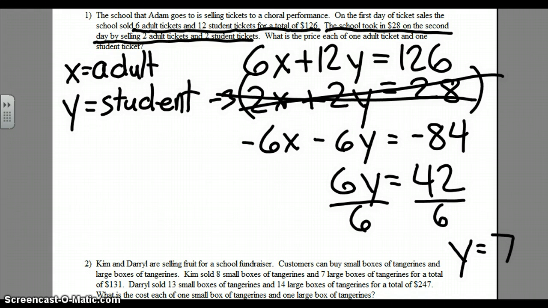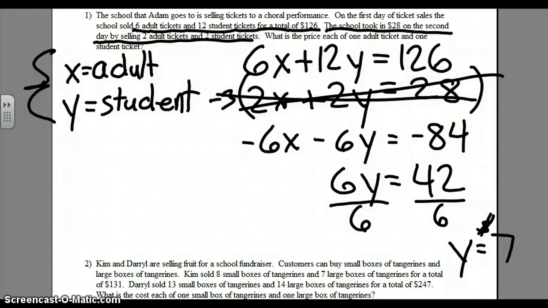Y is 7. Now, it's really important we take this first step over here when we defined our variables, because that tells me what it means when I get y is 7. That means a student ticket costs $7. So this step is very important, because that represents what our answer means.